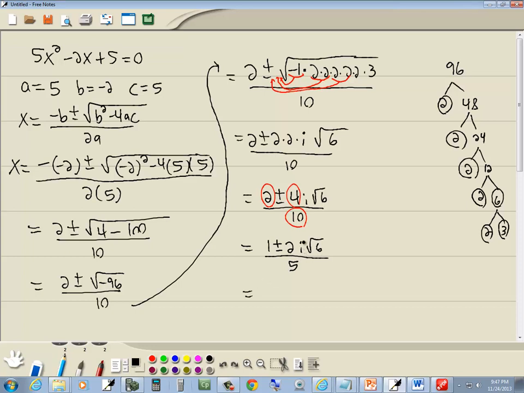Now we have an imaginary portion, so we want to split this apart into the real part separate from the imaginary part. So I'll put 1 over 5 plus or minus 2 square root of 6 over 5 with an i to the side. And that's our answer.